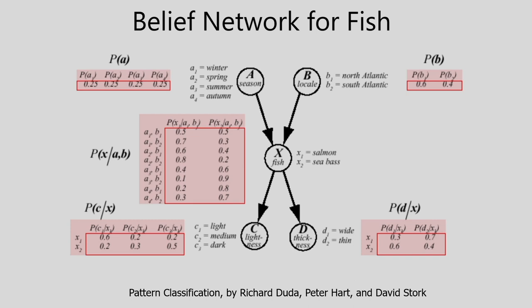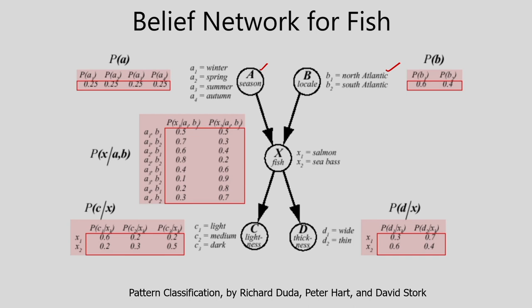Here you can see I am considering the variables A, B, X, C and D. A represents the season of the year. A1 may be winter, A2 is spring, A3 is summer, A4 is autumn. These are the states corresponding to variable A. Corresponding to B, the location, I have two states: B1 is the North Atlantic and B2 is the South Atlantic. Similarly, X is the fish. Two types of fish we are considering: one is salmon, another is sea bass.